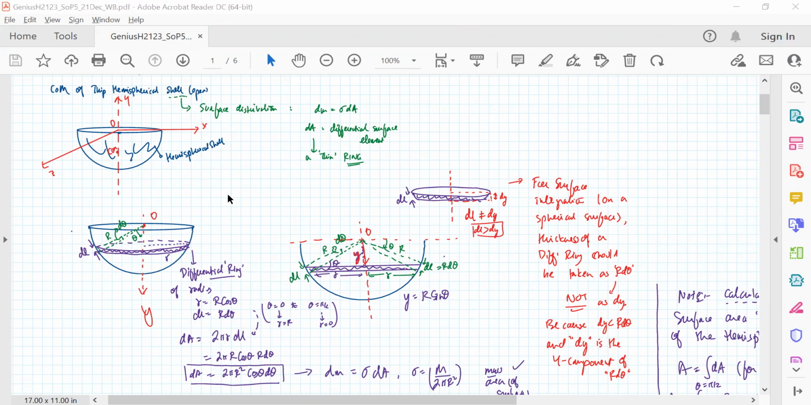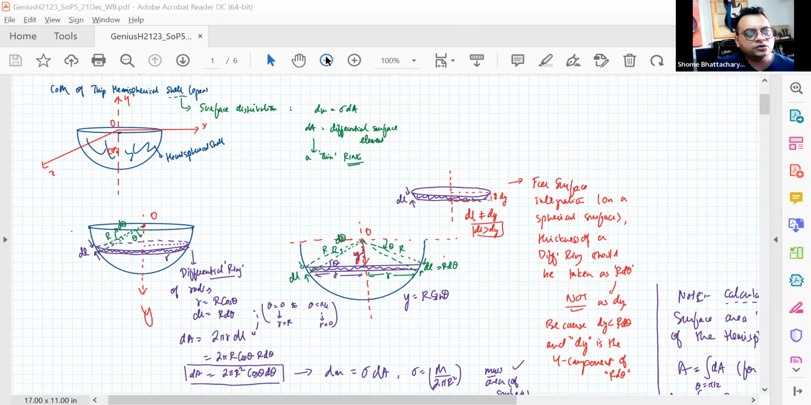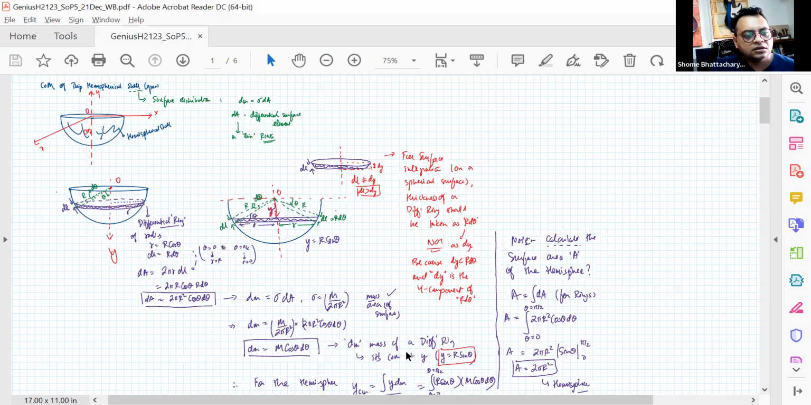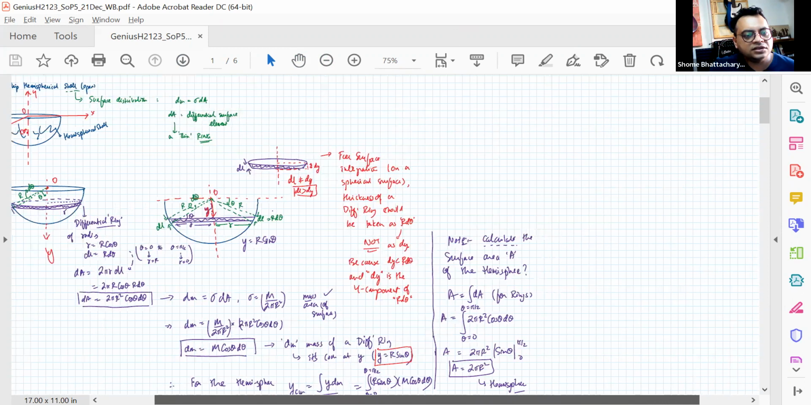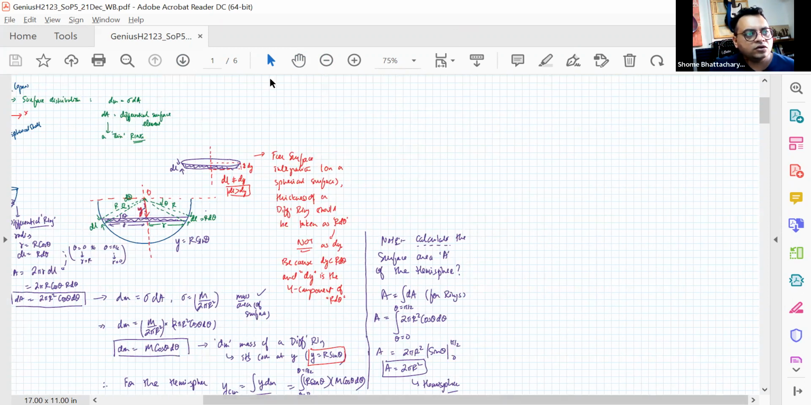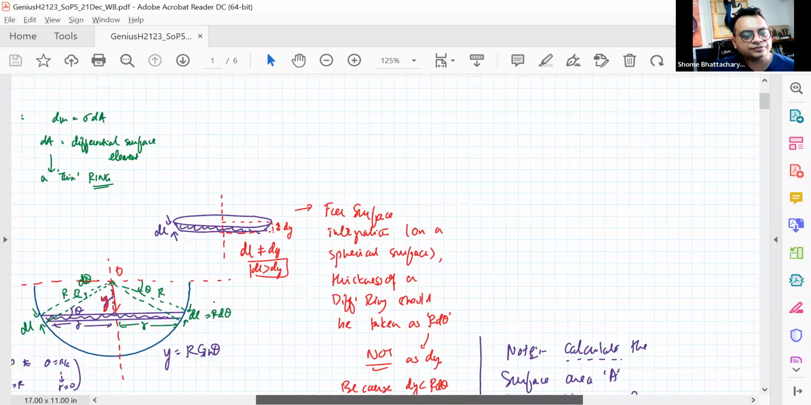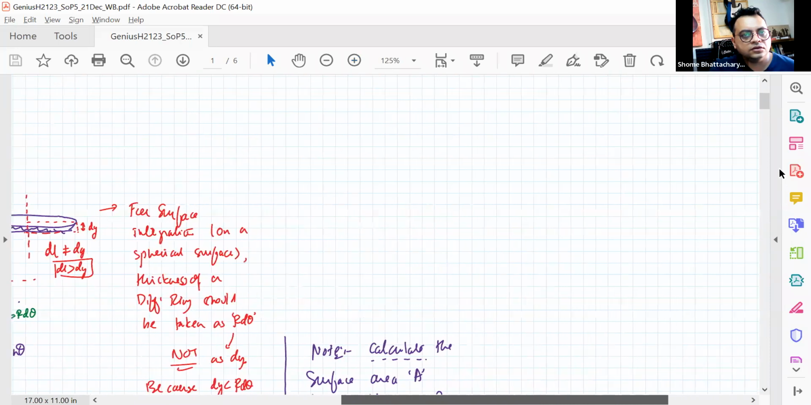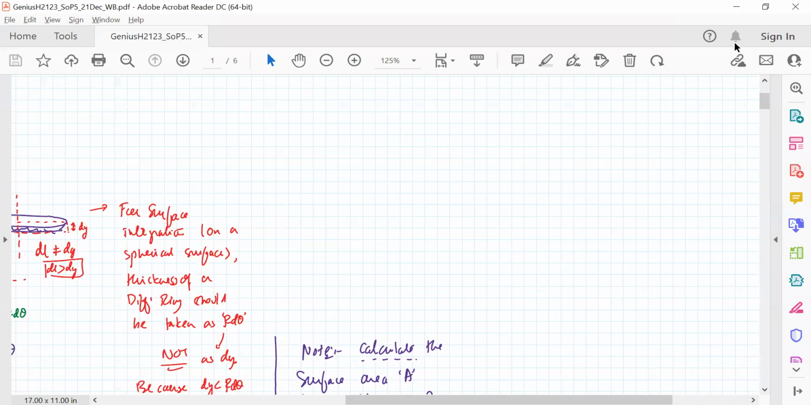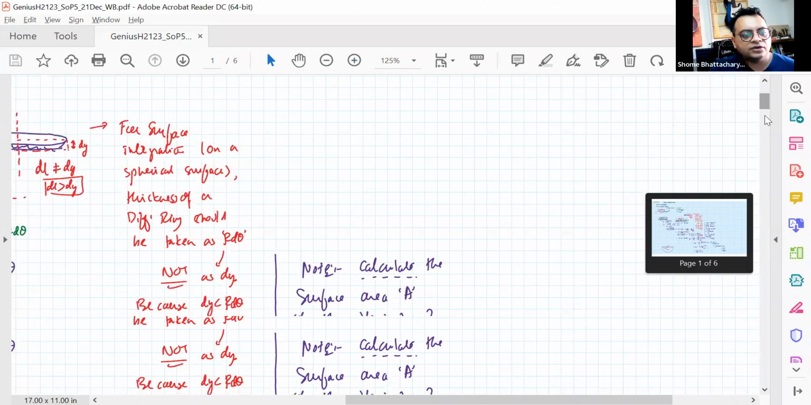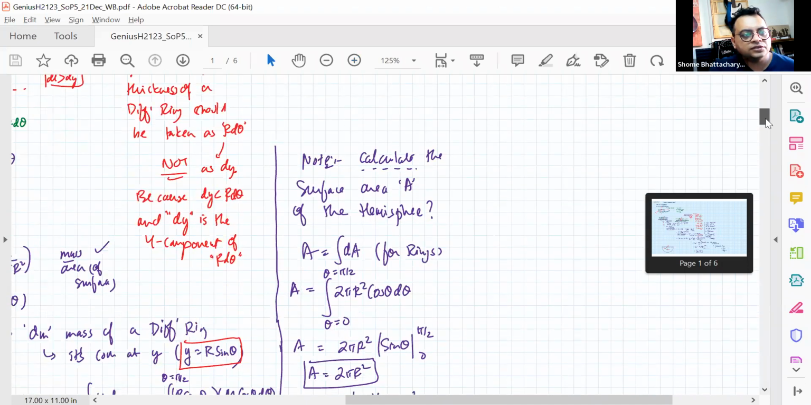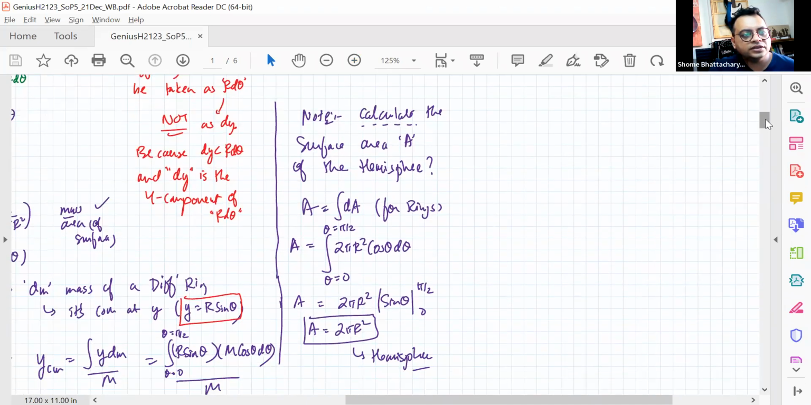Okay, so now before we come to center of mass, we will digress from this a little and we'll see how to calculate the area of a hemisphere. Surface area of a hemisphere, you know as a formula, right? It is 2 pi r square. So where does that formula come from? Like we had just calculated volume of a sphere previously. So let's look at this first, okay? The surface area of a hemisphere.